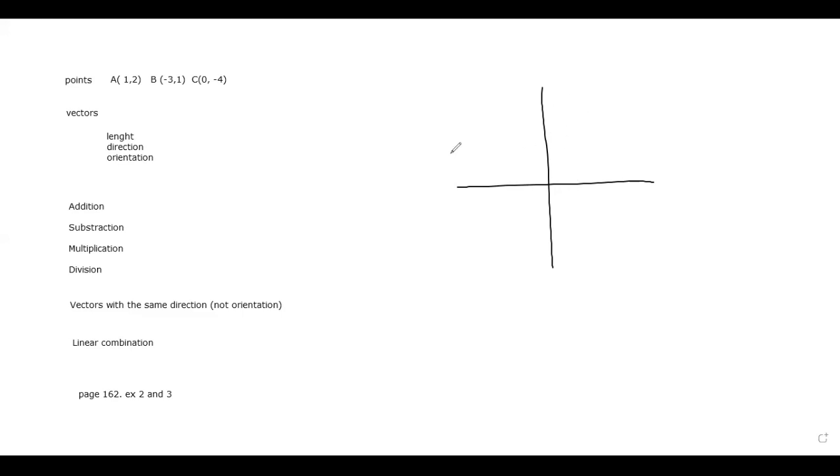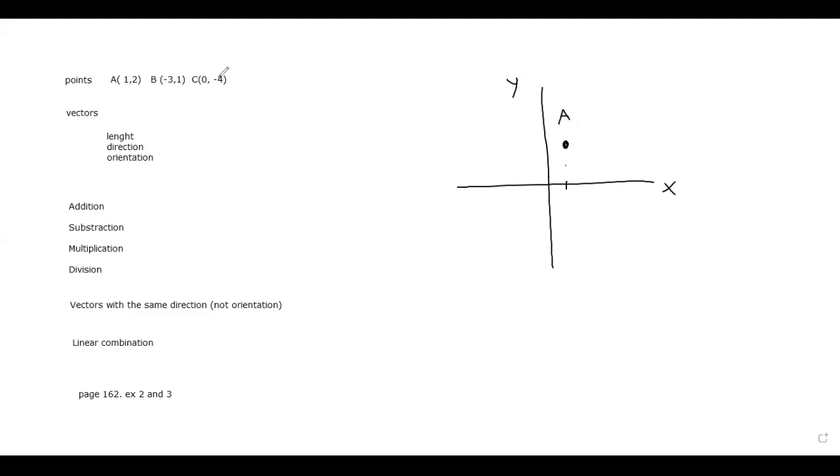It's like if I have point A, which is (1, 2), I move one position to the right because that's the x-axis, and 1 is positive, so I move to the right, and I move 2 up because it's 2 positive, so this might be point A.